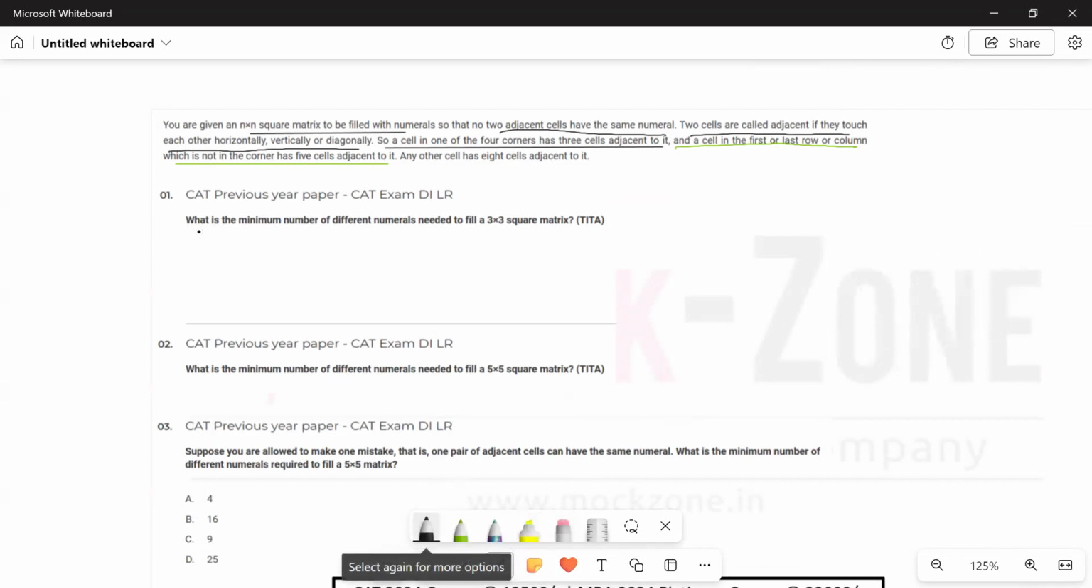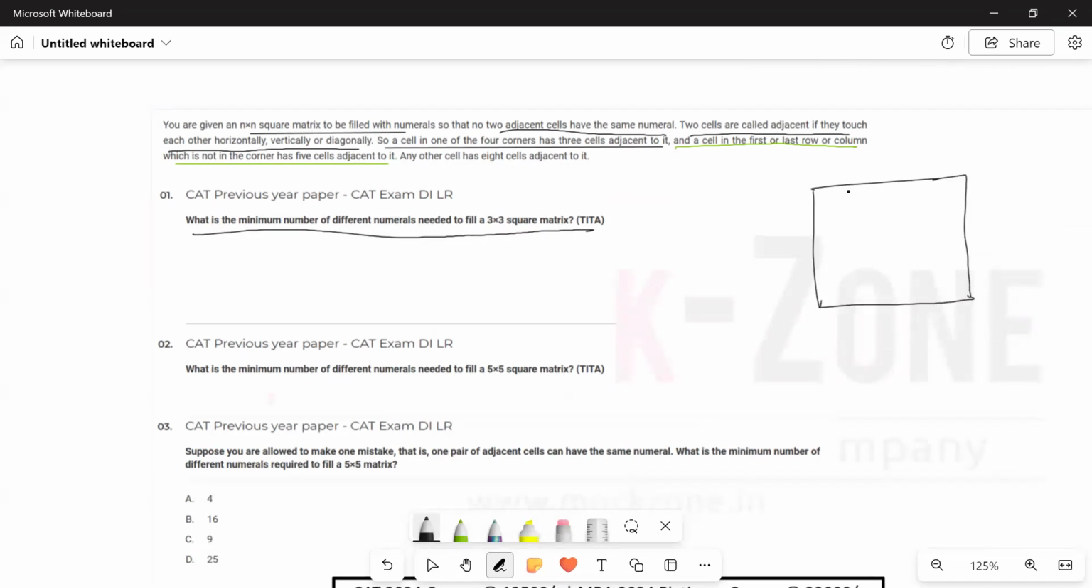Now coming to the first question, what is the minimum number of different numerals needed to fill a 3 by 3 square matrix? Okay, so let's draw a 3 by 3 square matrix. In this matrix, what is the minimum number of numerals to fill it? Okay, let's look at it. So let's fill the first cell with 1. Now this cell cannot be 1 because it's an adjacent cell. It cannot be the same. It has to be 2.